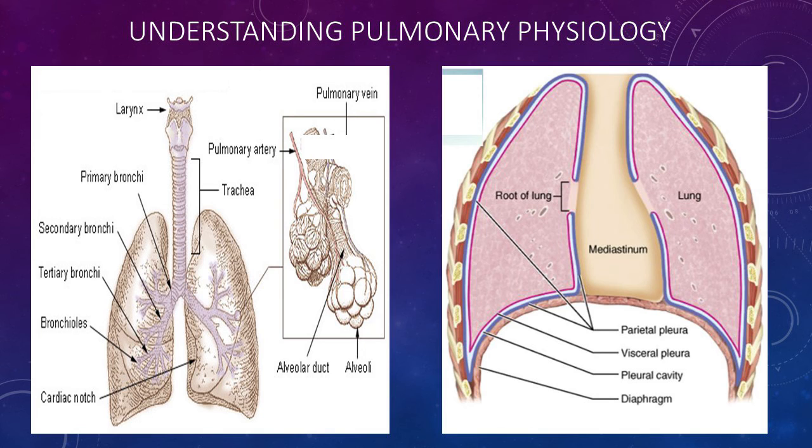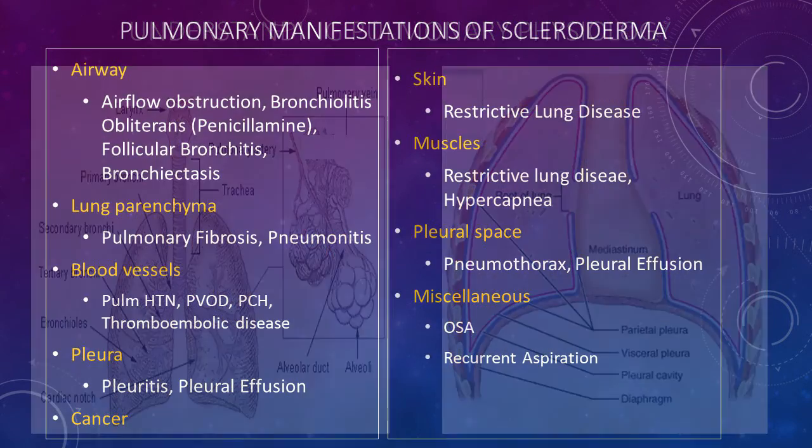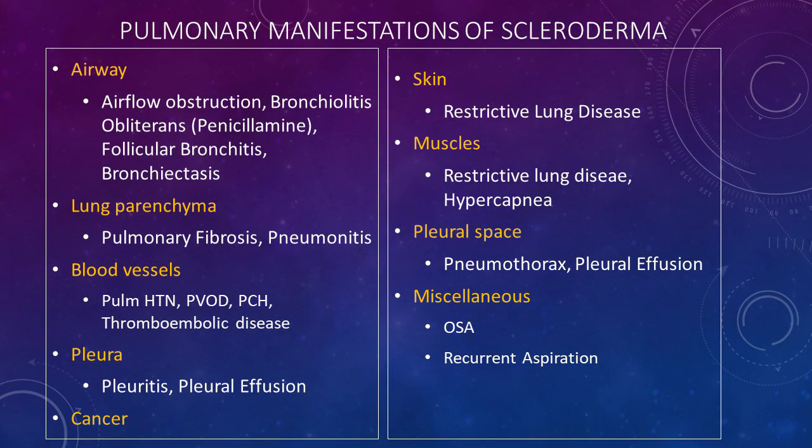Okay, so when you're looking at the pulmonary manifestations of scleroderma, it can affect each and every structure. It can affect the airways we talked about. It can affect the lungs itself. The airways lead to the lungs, and in the lungs we've got blood vessels that wrap around the alveoli, right? So the shortness of breath can come from the airway, the lung parenchyma, or the blood vessels. It can also come from the surface lining of the lung, called the pleura.